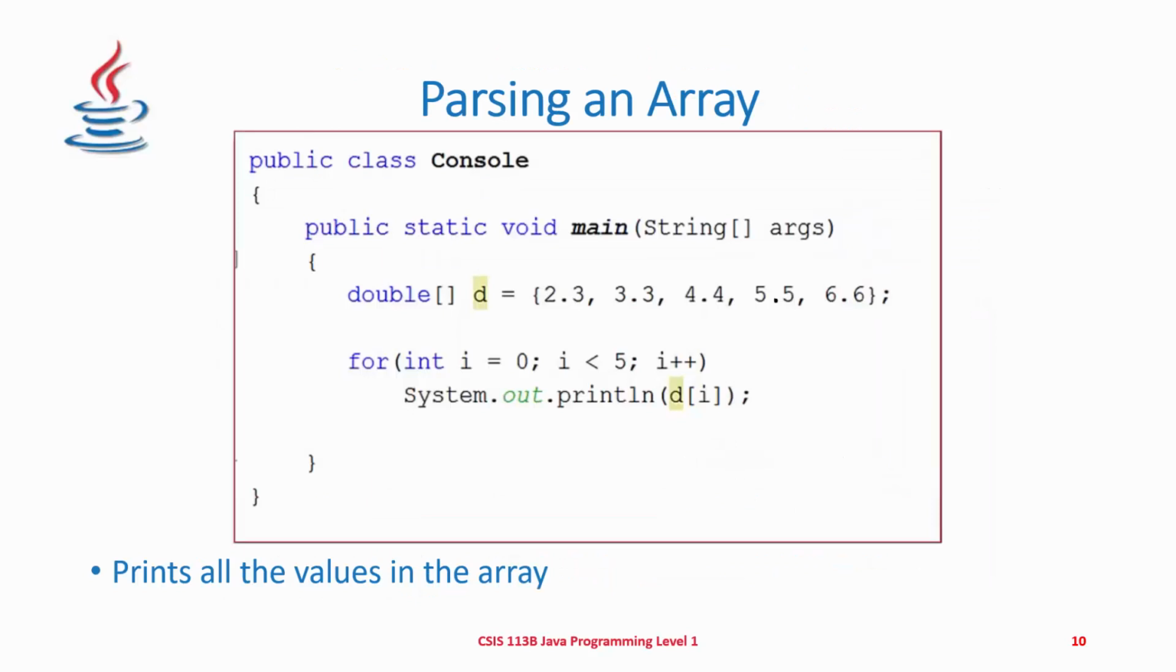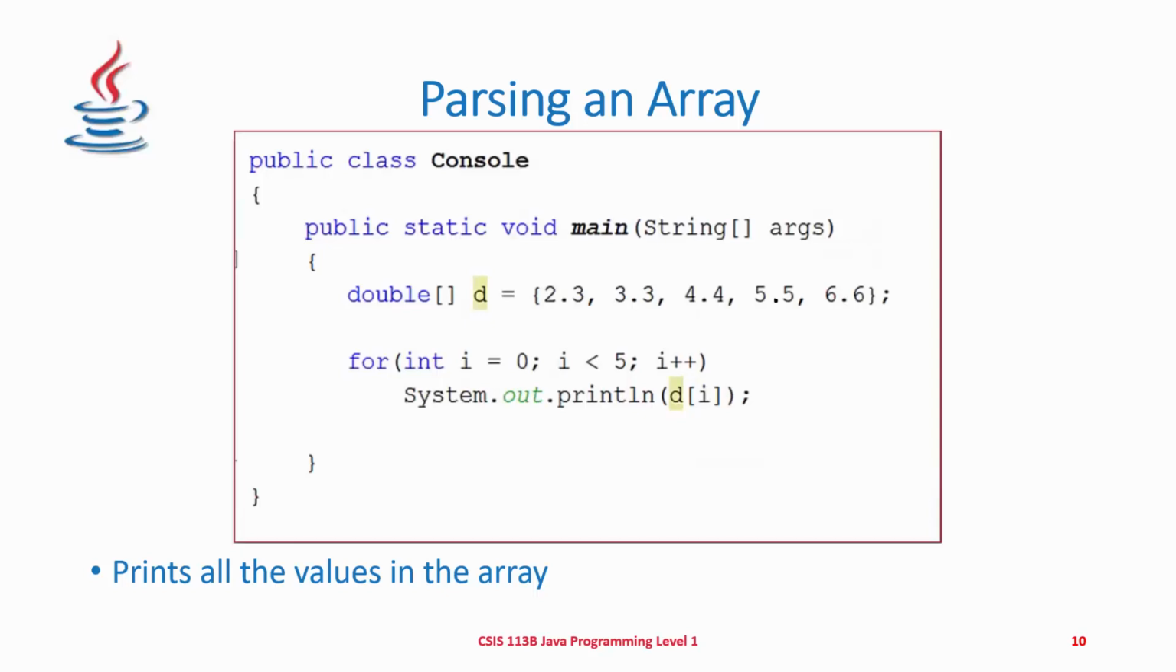Now, a common way of retrieving all of the values contained in an array would be to use a for loop. You can see here in the main method, we have created a new array D, and we're assigning to it the values 2.3, 3.3, 4.4, 5.5, and 6.6. Then we use a for loop and output each of the individual values stored in the array.